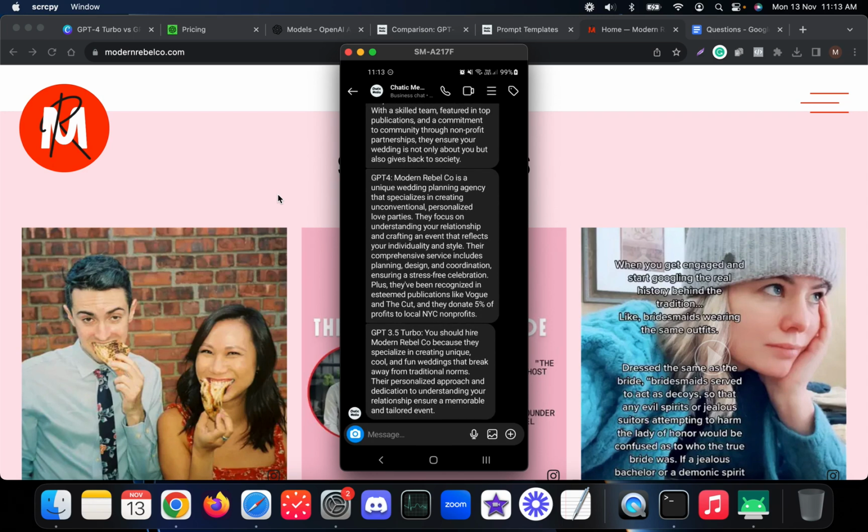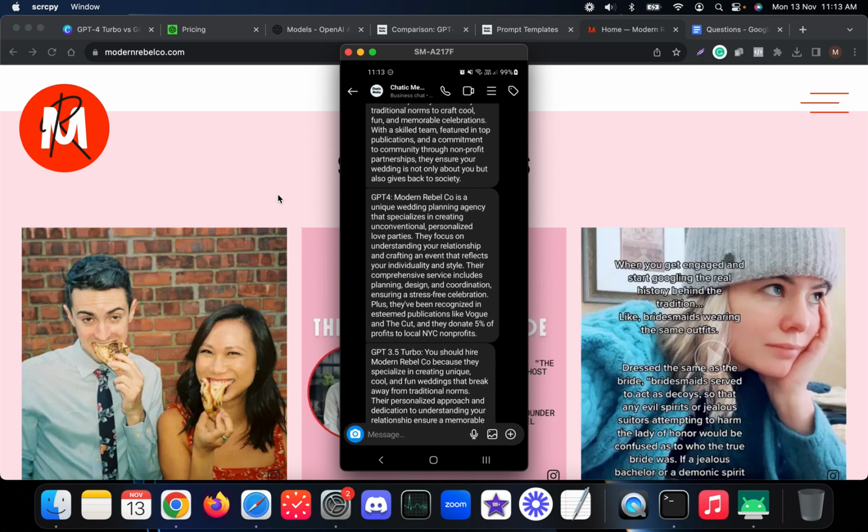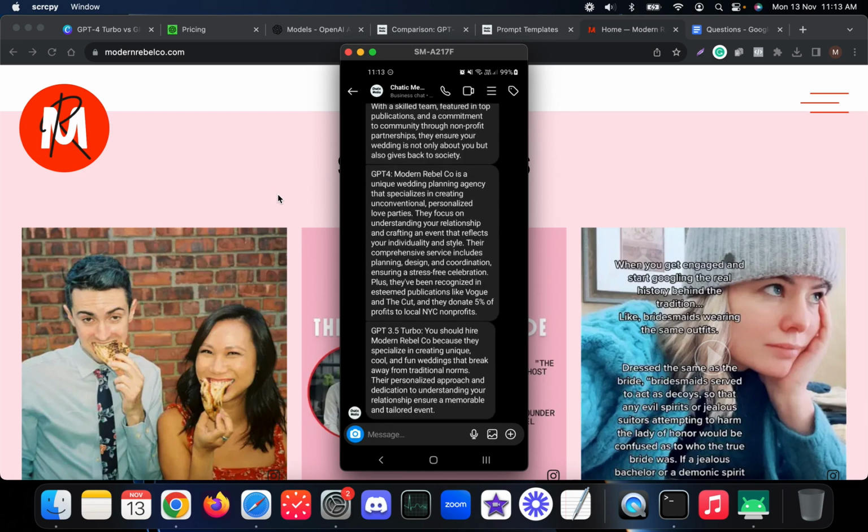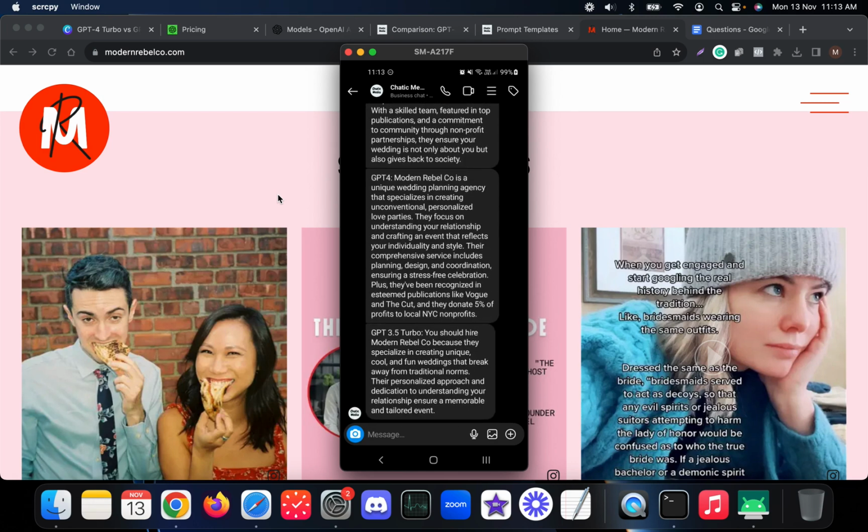And let's see what GPT-3.5 says. You should hire Modern Rebel Corps because they specialize in creating unique, cool and fun weddings that break away from traditional norms. Their personalized approach and dedication to understanding your relationship ensure a memorable and tailored event. So this is a little bit more concise response compared with the other two models, because we are providing the same prompt for all these models when they generate the responses.